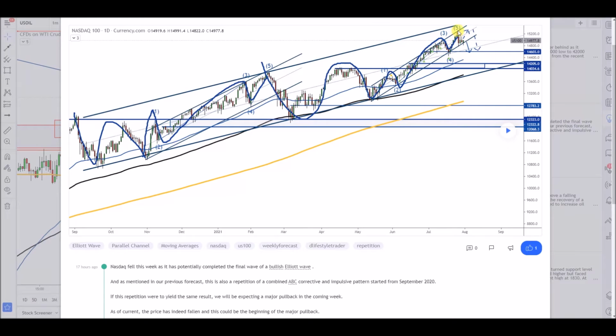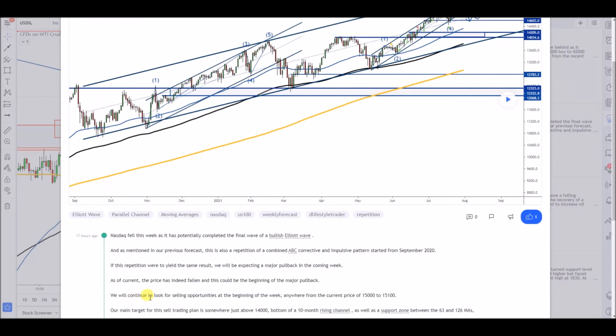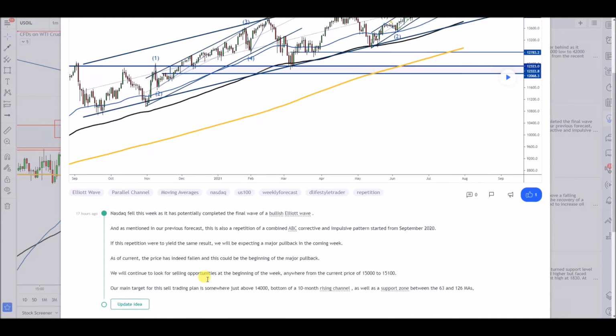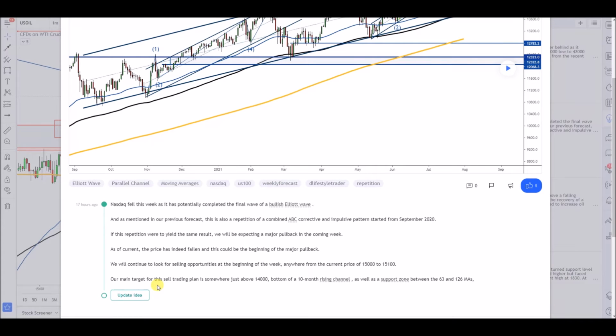Right now the fifth wave might have completed due to the sell-off that we've seen last week. So as of current, the price has indeed fallen, and this could be the beginning of the major pullback. We will continue to look for selling opportunities at the beginning of the week, anywhere from the current price of 15,000 to 15,100. Our main target for this sell trading plan is somewhere just above 14,000, the bottom of a 10-month rising channel, as well as the support zone in between the 63 and 126 moving average again.